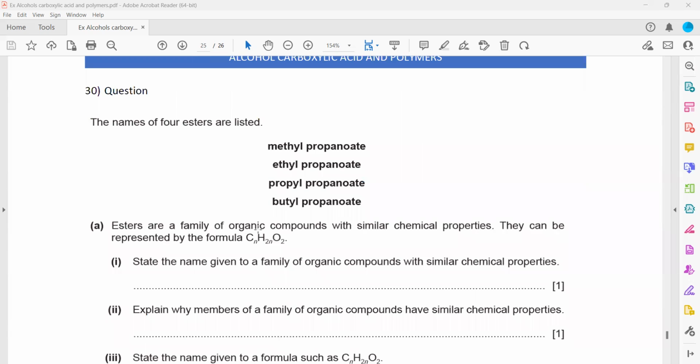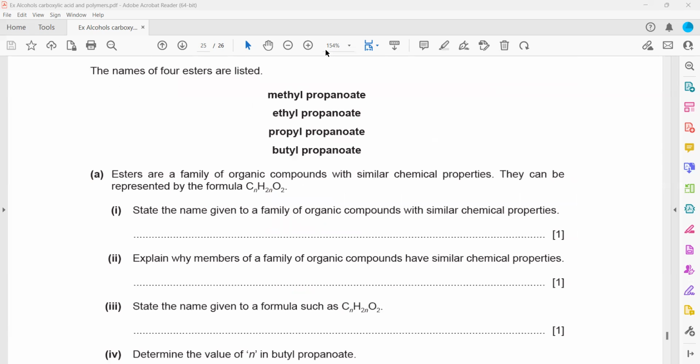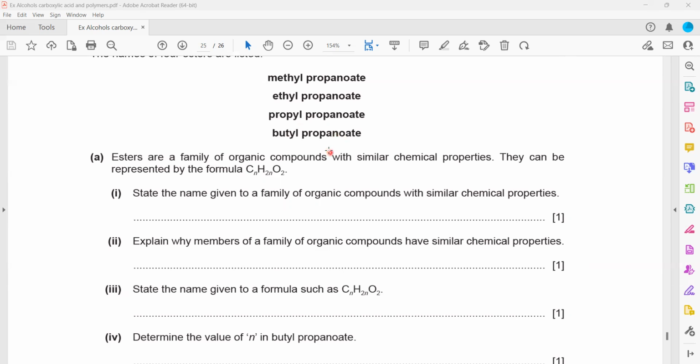The next one, we have different names of 4 esters listed. Methyl propanoate. Which alcohol and carboxylic acid react? Methyl propanoate: methanol and propanoic acid. All of them have propanoic acid as a common reactant. Ethanol and propanoic acid, butanol and then propanoic acid. Right.